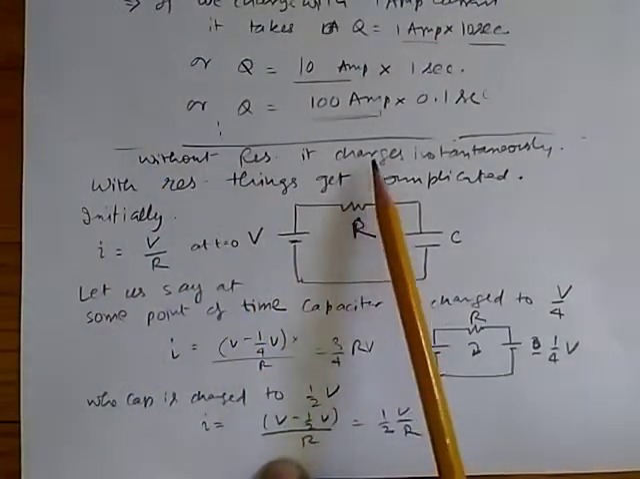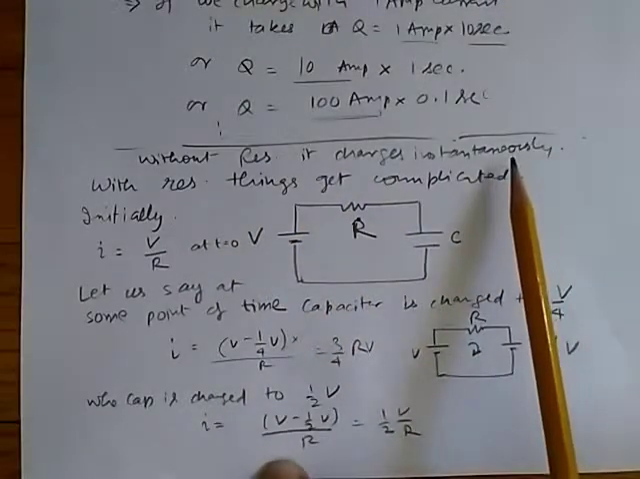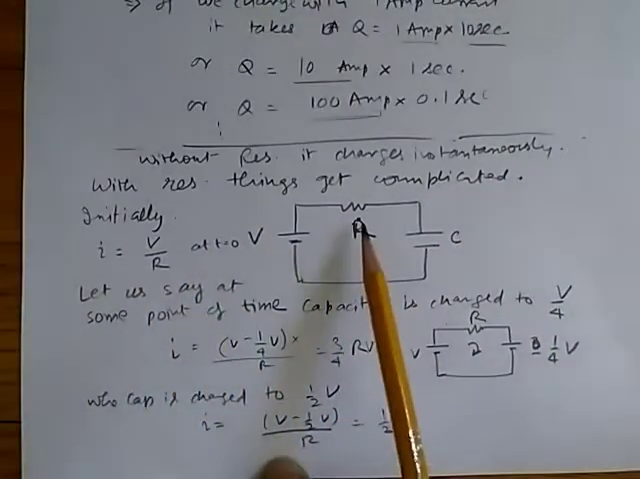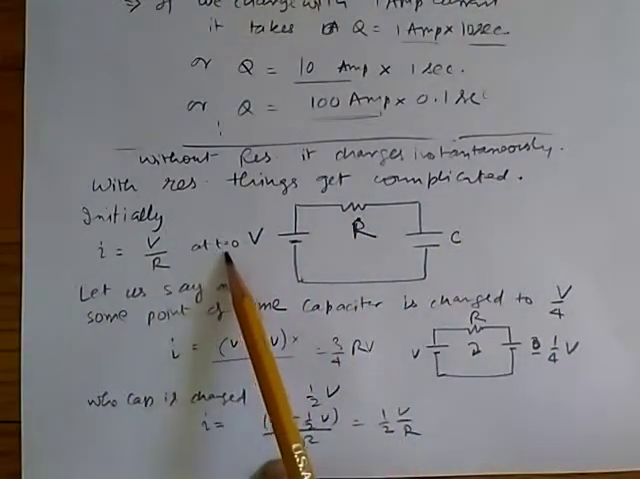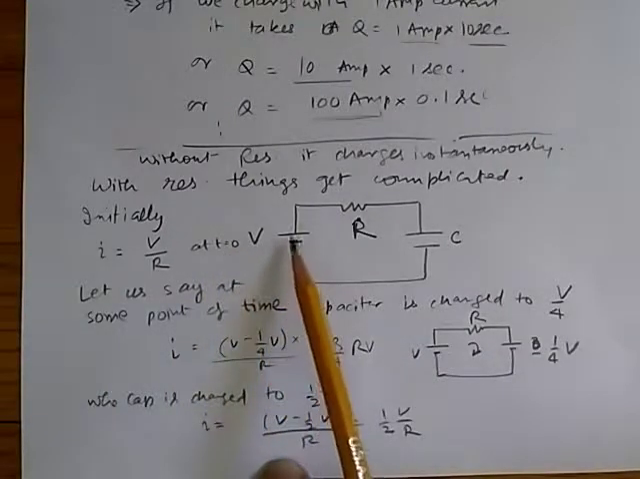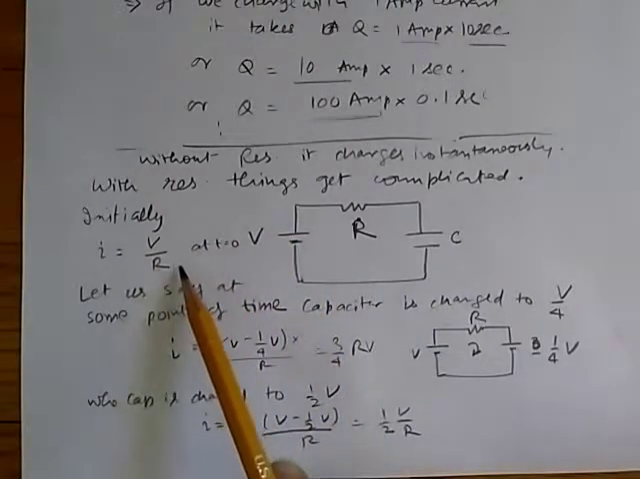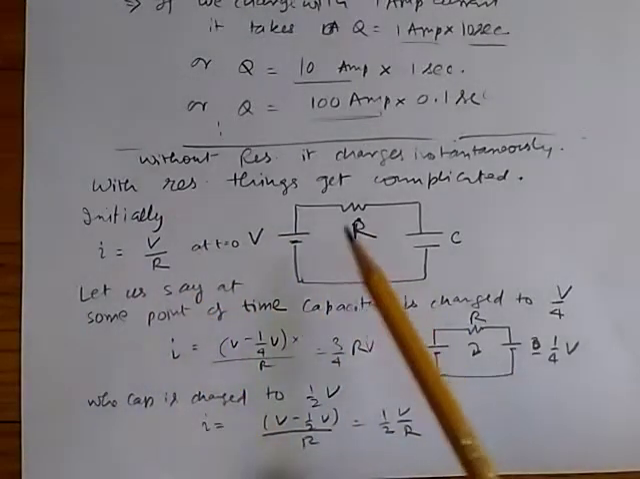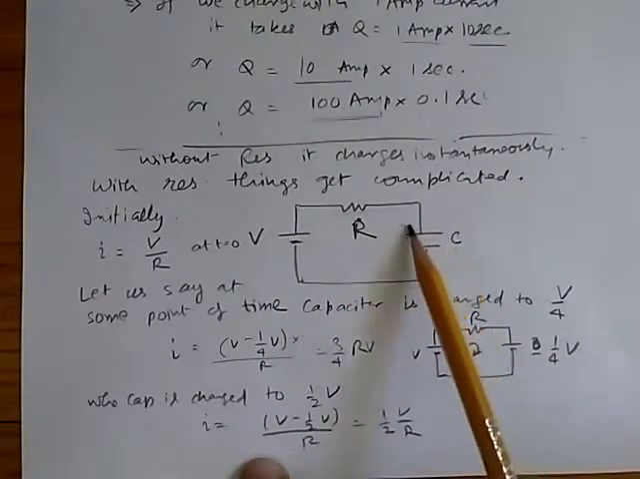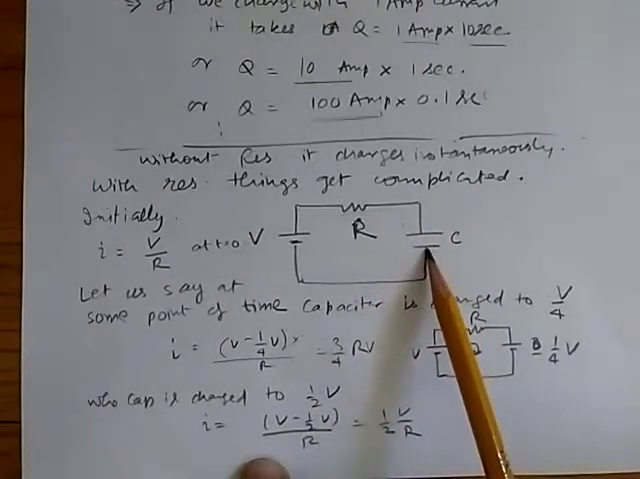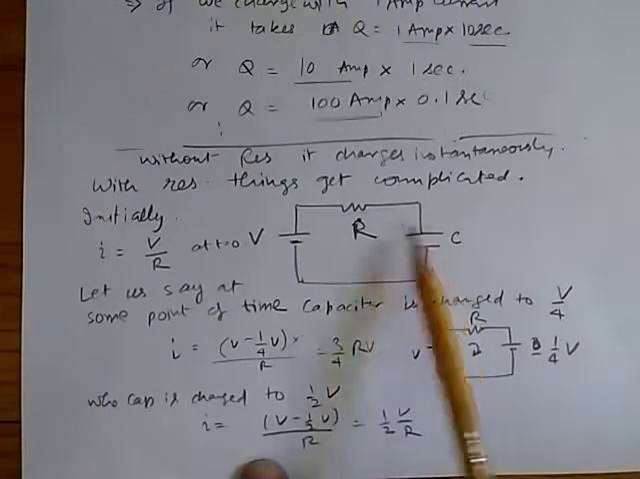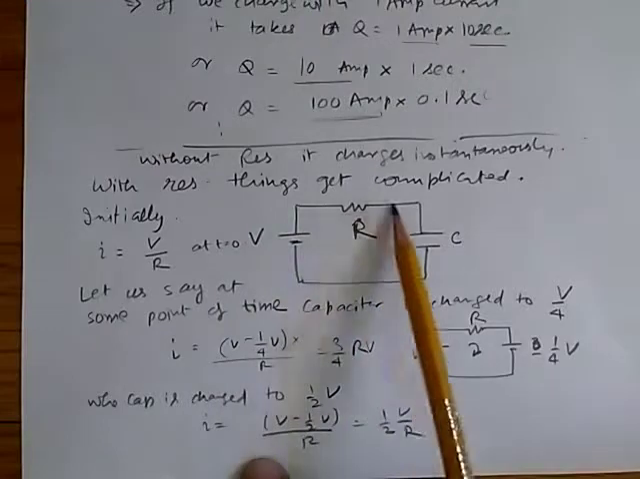Without the resistor it would have charged instantaneously, even though it would require a very huge rush of current. When we put a resistor R in, initially at time t equal to 0, for a very small moment at the very beginning, this current I is given by V divided by R. Now as the current starts flowing, the capacitor starts getting charged, and because of the charge accumulated on this capacitor, it starts acting like a battery, which will reduce the voltage across this resistor.